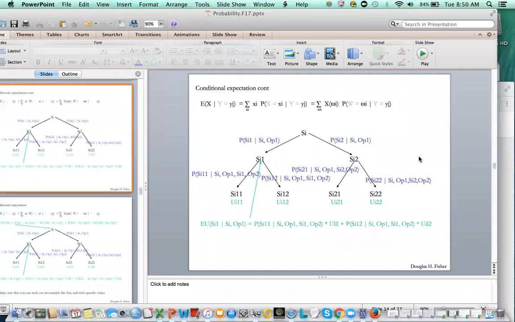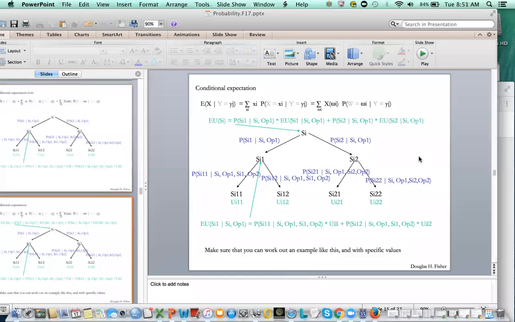The next slide simply shows the computation. We would work from the bottom up, just like we did with probabilistic game tree search, and we would compute the expected values of the intermediate nodes, in this case S sub I 1 and S sub I 2, and then the root of the entire tree. And again, the intent there is to give the expected utility after executing op 1 and op 2 in a situation where the results are uncertain.